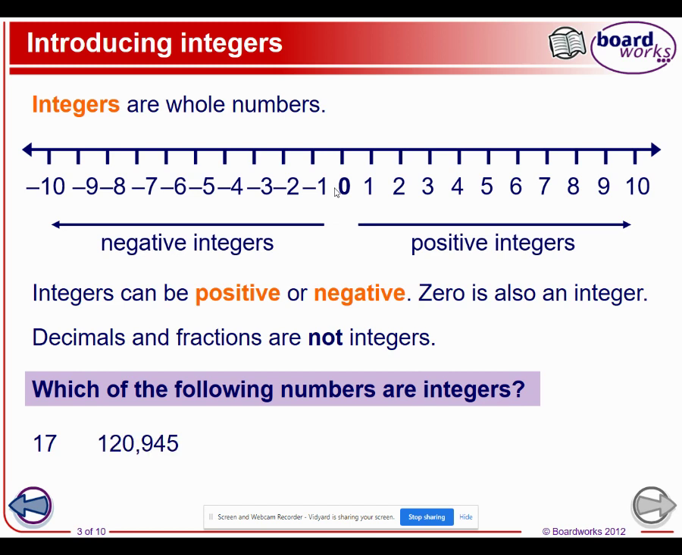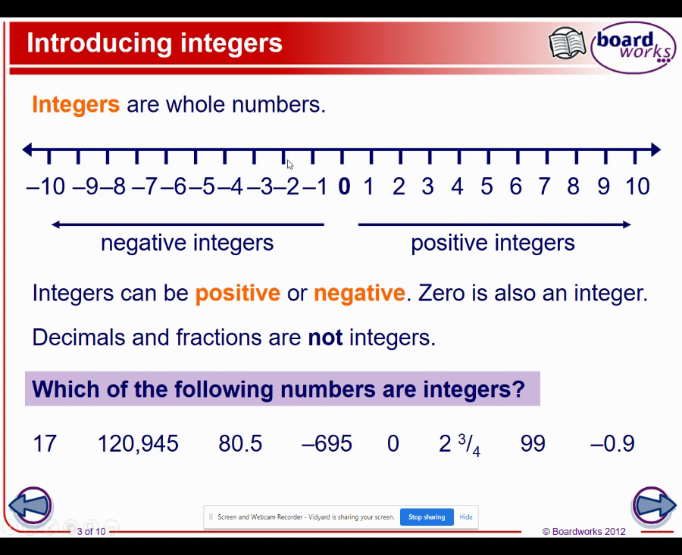So which of the following numbers are integers? 17, 120, I don't know, 120,945, 80.5, -695, 0, 2 3/4, or 99, or -0.9. I'll give you just a second to go ahead and answer which one of those you believe are integers.